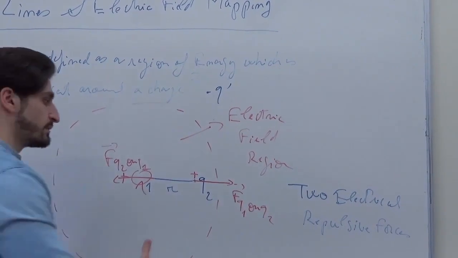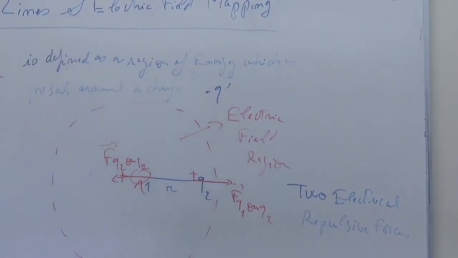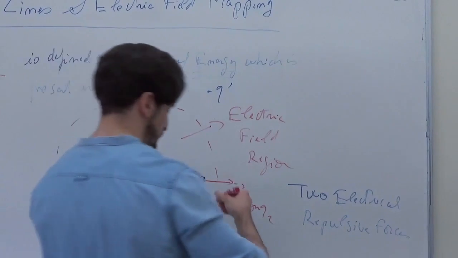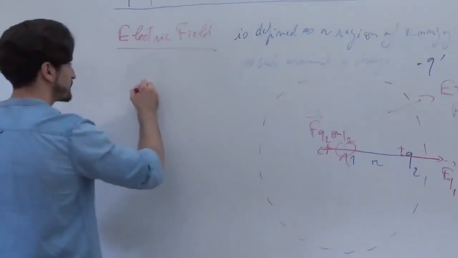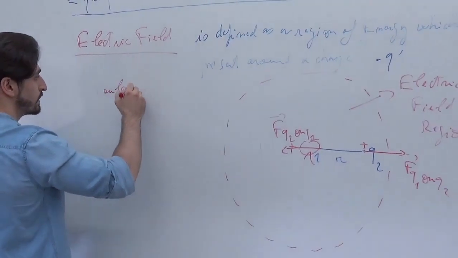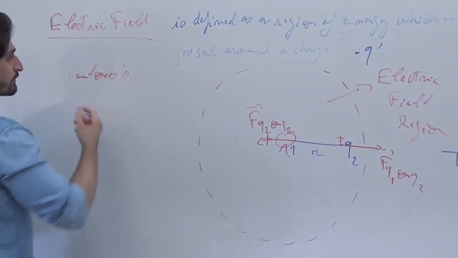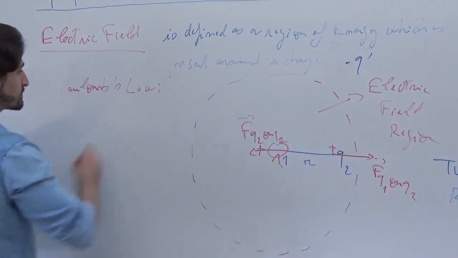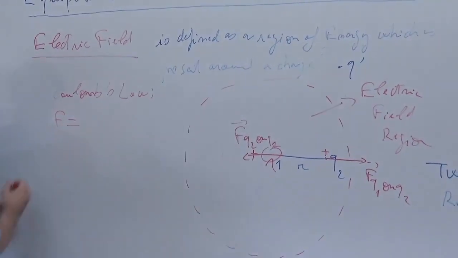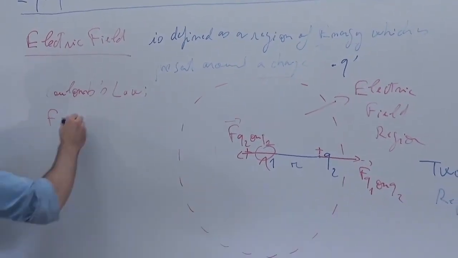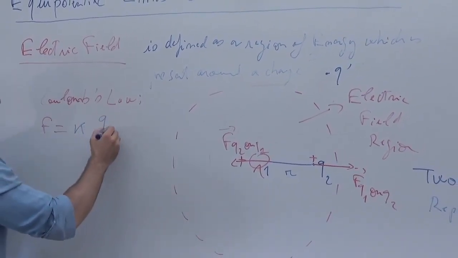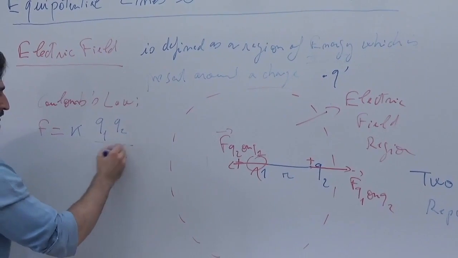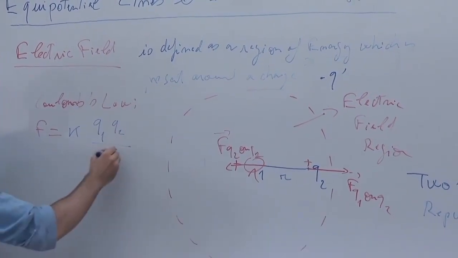Mathematically, the expression of an electric force is actually given by Coulomb's law. So let me write it over here. The strength, or the expression of an electric force, is actually given by Coulomb's law to be F equal to K, which is Coulomb's constant, multiplied by Q1, multiplied by Q2 over the separation squared.